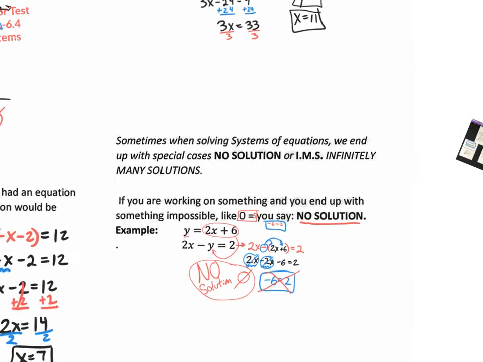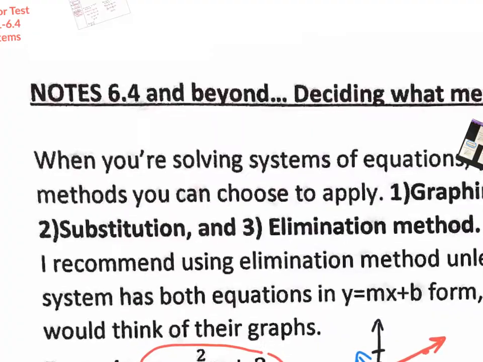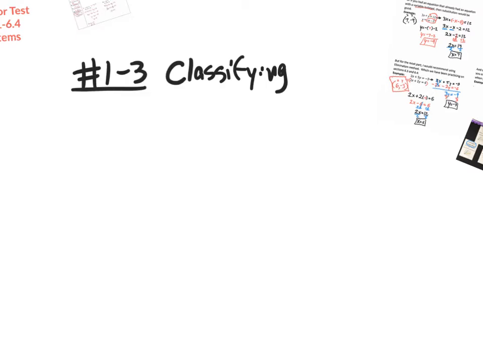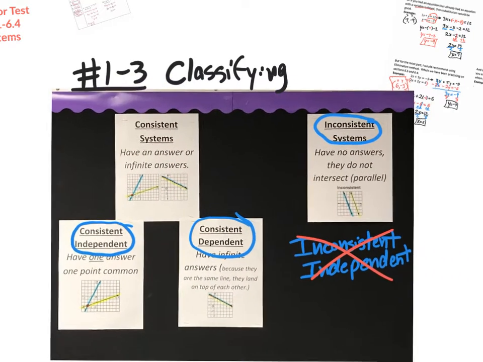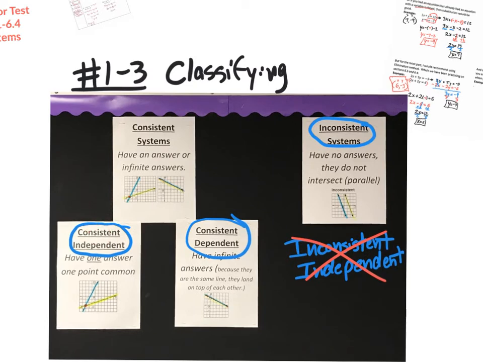So to really prepare yourself, go back and watch the video on notes 6.4 and beyond. Because the rest of the test is going to be on using any method you like. Let me explain once again. The first 3 questions are classifying. And of course, when you classify, you could always look at the board. It's going to be one of these options: consistent independent, consistent dependent, or inconsistent.